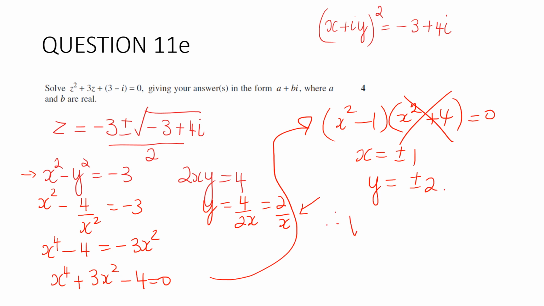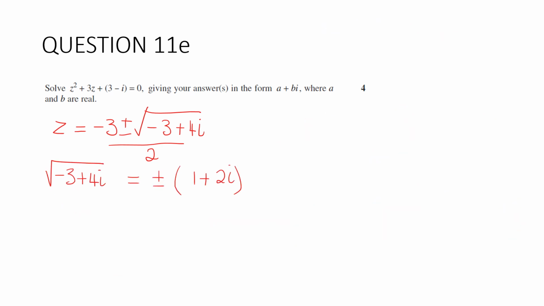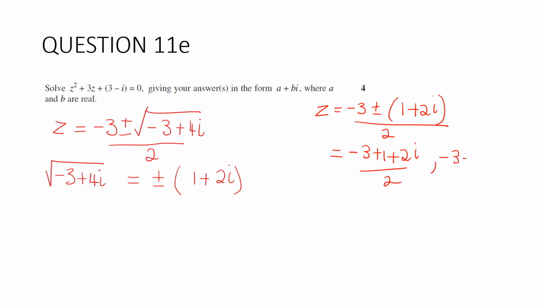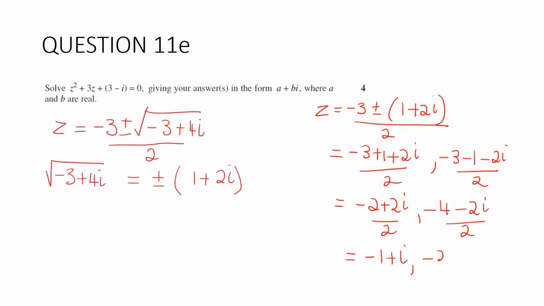So, therefore, the square roots of negative 3 plus 4i are going to be equal to plus or minus 1 plus 2i. And so z is equal to negative 3 plus or minus 1 plus 2i, all over 2. Okay, let's separate these out. Negative 3 plus 1 plus 2i all over 2, and negative 3 minus 1 minus 2i all over 2, which is negative 2 plus 2i on 2, and negative 4 minus 2i on 2, and simplifying, negative 1 plus i, and negative 2 minus i.